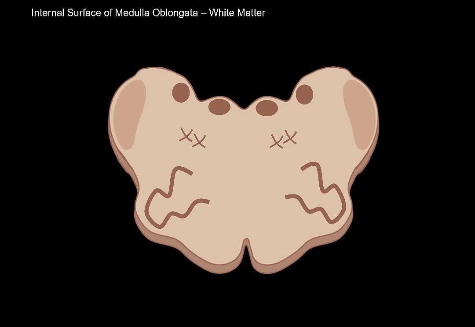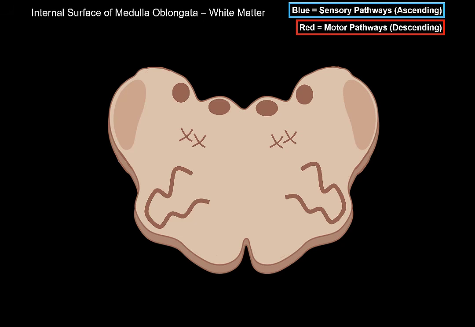Let's now see how these nuclei are associated with the tracts within your brainstem by looking at the white matter of the medulla. While talking about the tracts, I will represent the blue color as ascending tracts or sensory tracts, and the red color will represent the motor tracts or descending tracts.